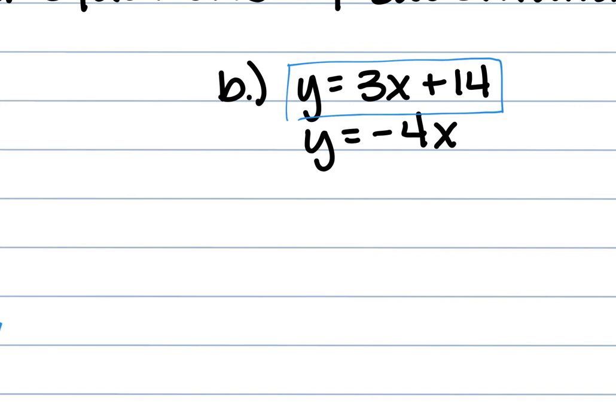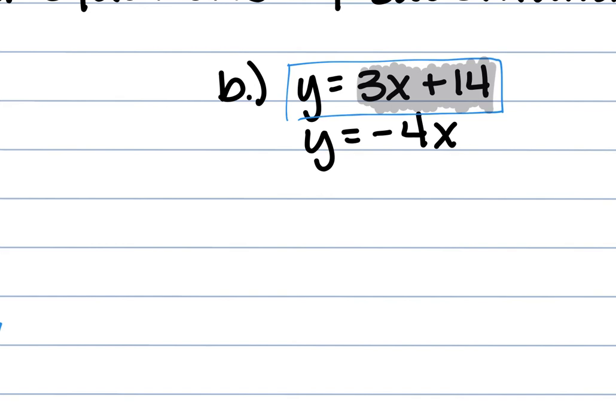Highlight the right side of the first equation, 3x plus 14. That is now our substitution. We're going to take the second equation and replace what variable? Diana? Y. Very good. What are we replacing it with? 3x plus 14. Our substitution, 3x plus 14.